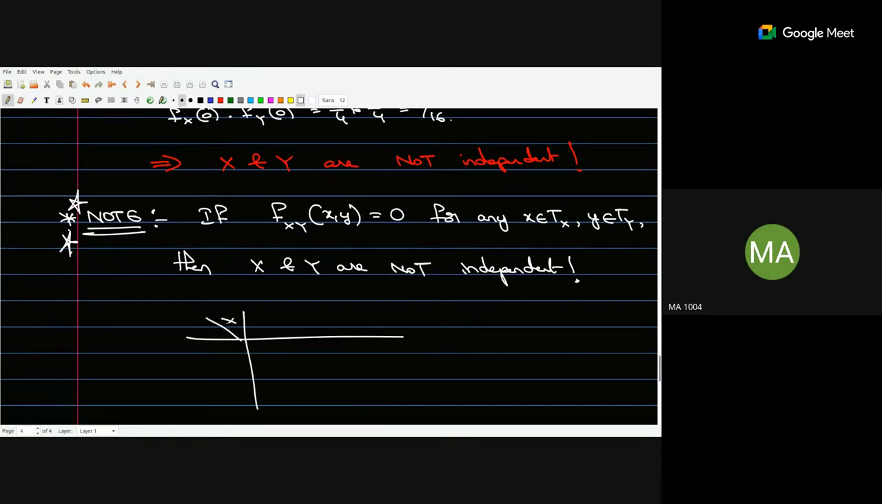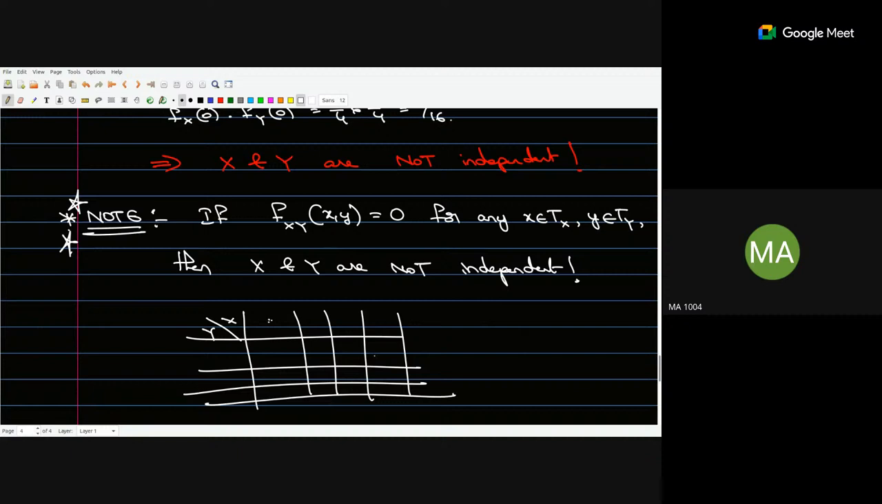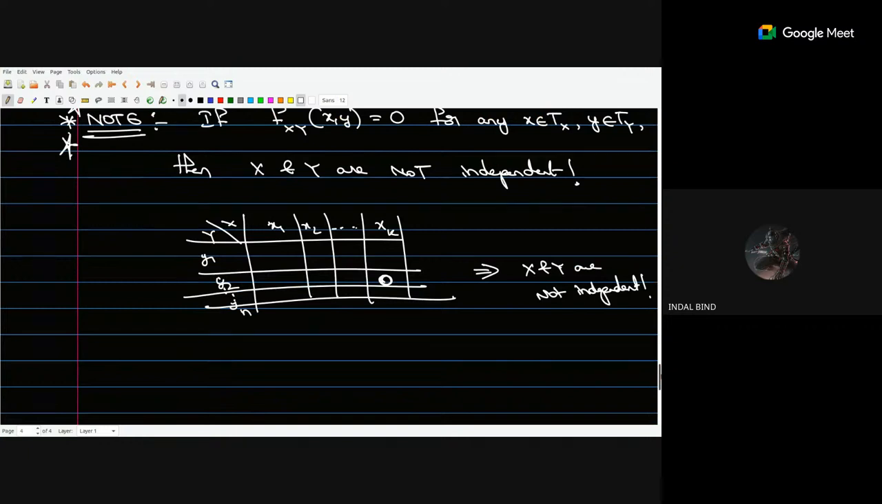Graphically, what I said is, you have some columns here, some rows here, and if you see one zero here, this implies x and y are not independent. Then, sir, if all are zero, then what? It is independent, no? If all entries are zero? If all entries are zero, it will not be a joint distribution table, right? All entries cannot be zero.